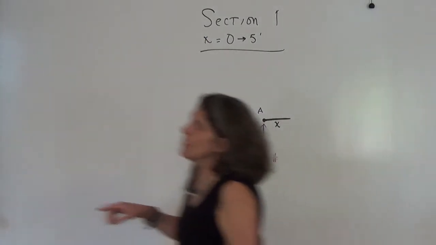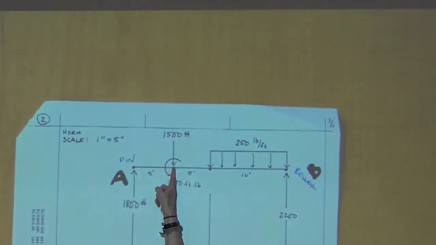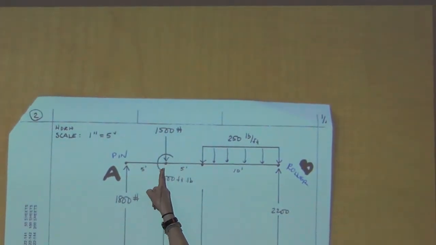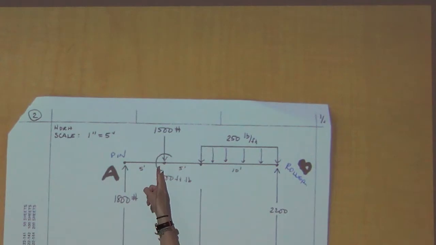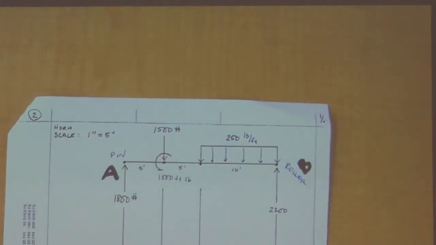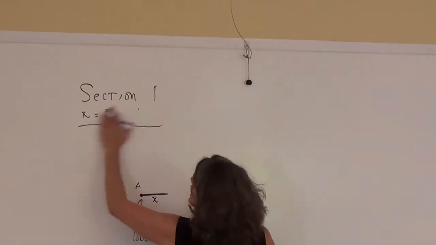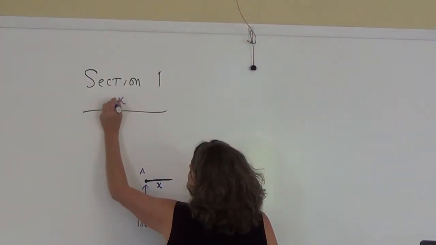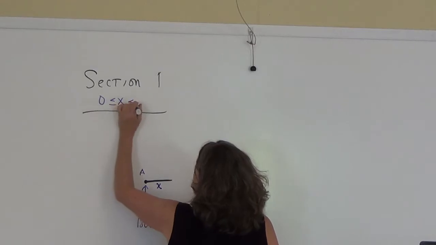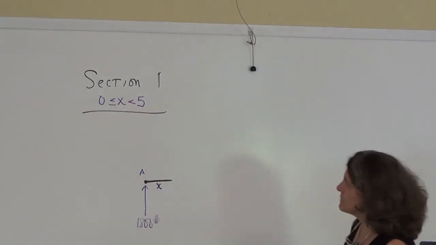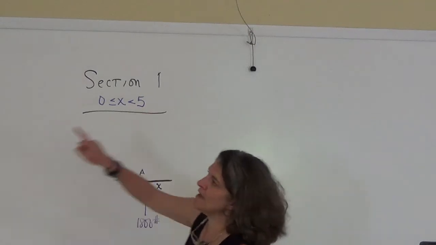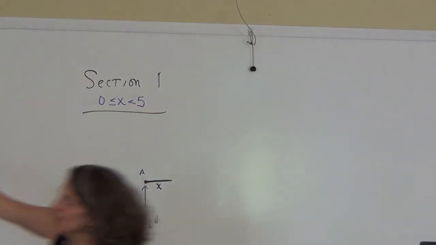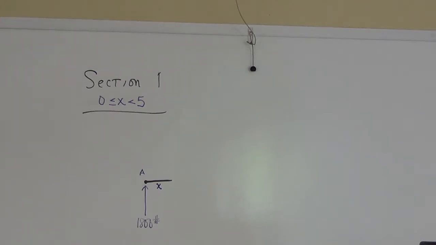There's 1800. But it's only when x is 5 that I hit this point, right? It's only when x is 5 that I get this concentrated moment and this 1,500 pounds. As long as I stay under 5, so maybe just a little bit under 5. So let's say x is greater than or equal to 0 and less than 5. How's that look? As long as I'm less than 5, I'm not going to get that 1,500 pounds down or this concentrated moment.